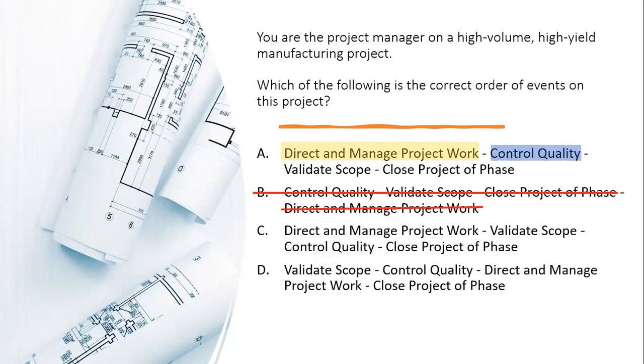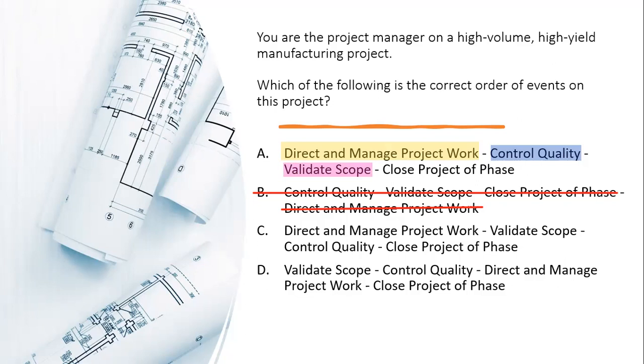If this is the right sequence, you need to control quality first before you validate scope. In other words, you need to check the deliverable internally before it gets checked externally in validate scope.